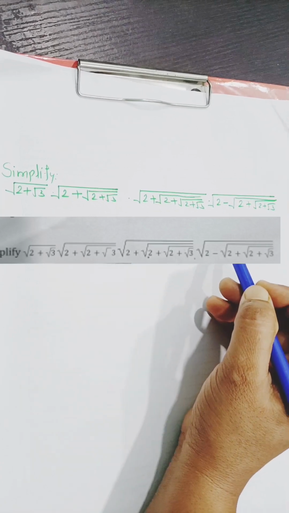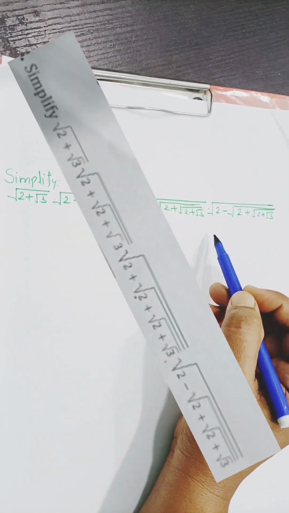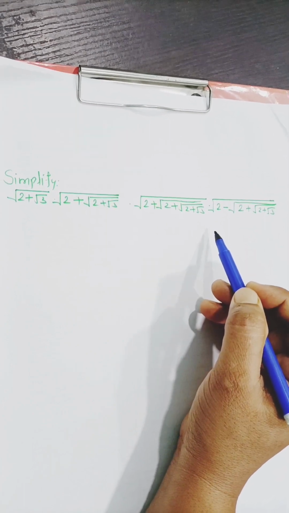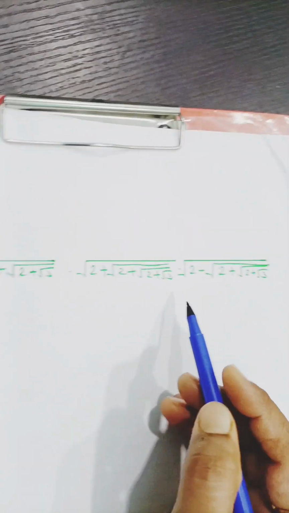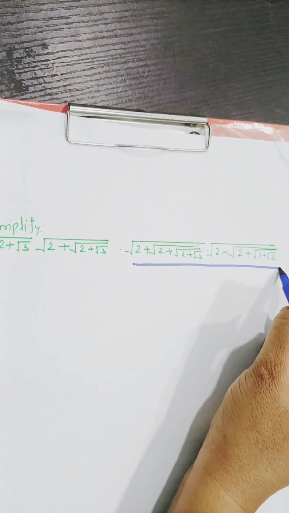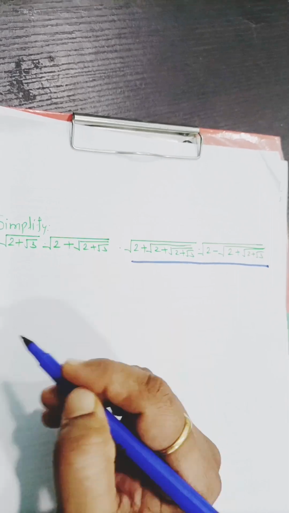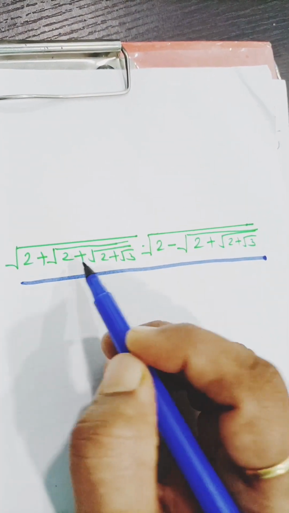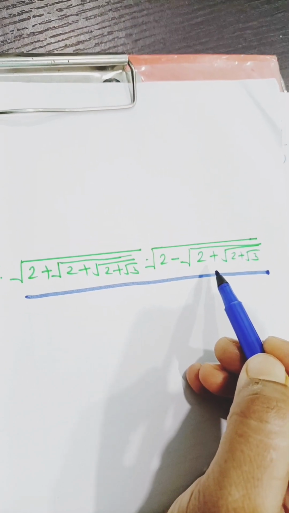This is one of those examples whose solution you will find nowhere. Okay, so let us solve this. Now first we will solve these two radicals. Okay, these two radicals we will keep as it is aside. Now let us try to understand these two radicals in simpler form.